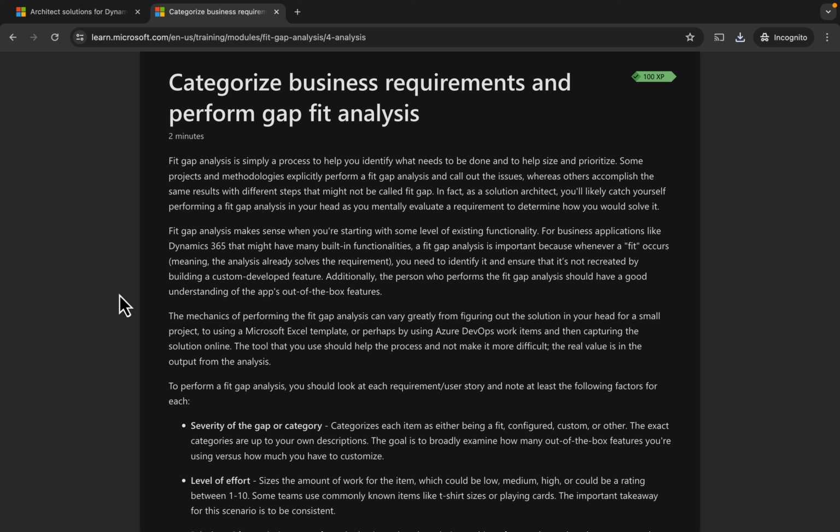Categorize business requirements and perform gap fit analysis, also known as fit gap analysis. Fit gap analysis is simply a process to help you identify what needs to be done and to help size and prioritize.